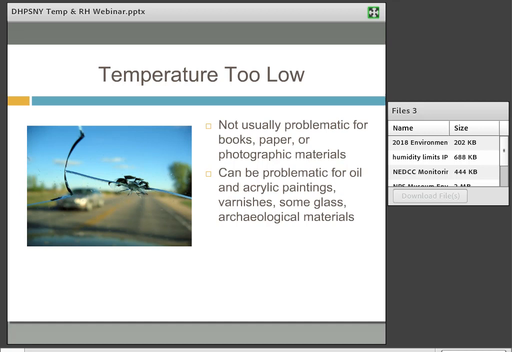Low temperatures can be problematic for paintings, varnished objects, some glass, some archaeological materials, a lot of three-dimensional objects. If you have a low temperature but relative humidity is in an acceptable range, you're doing pretty well where our archival materials are concerned. So that is one thing that we're fortunate in caring for our library and archival collections. Low temperature usually is a good thing as opposed to a bad thing for paper, books, and photographs.